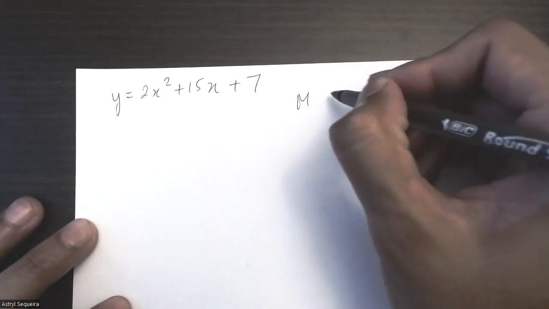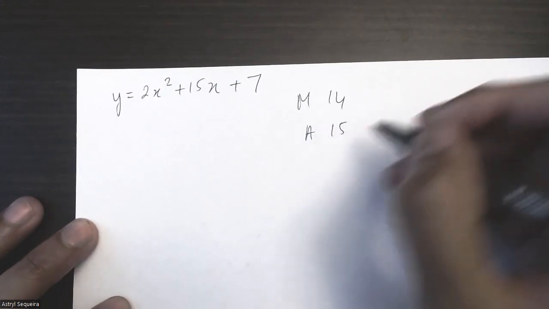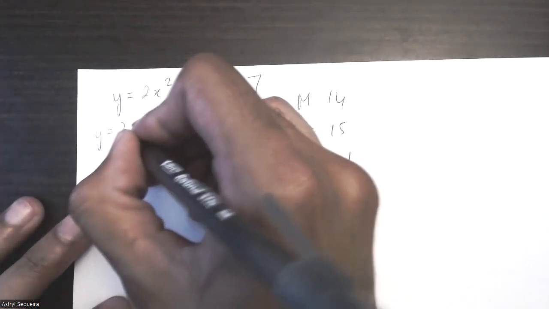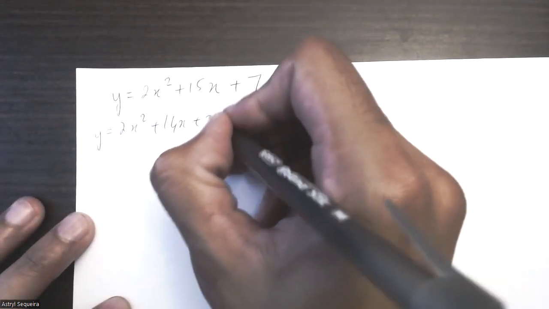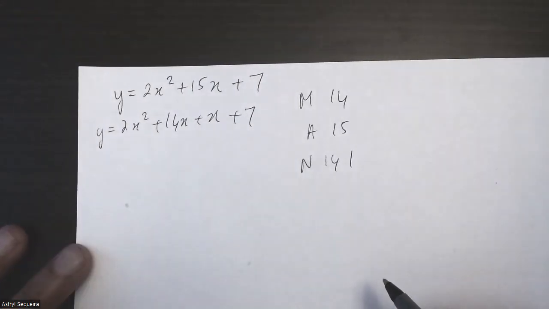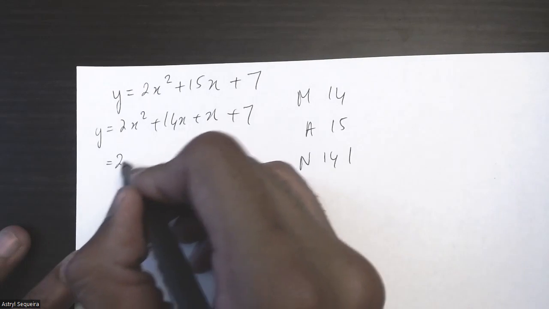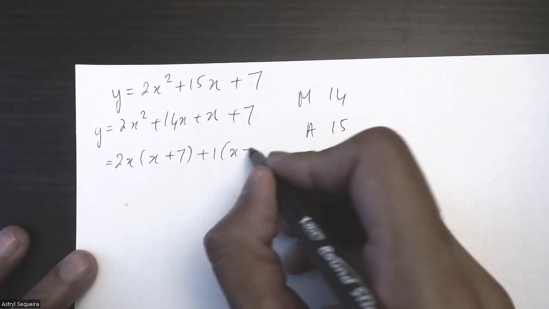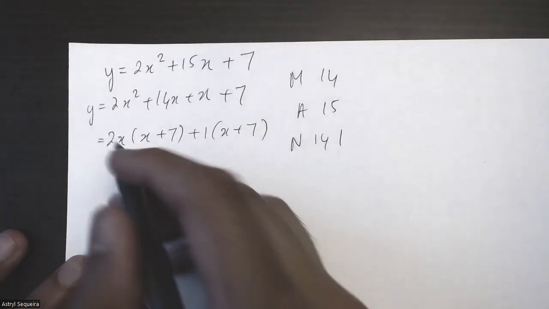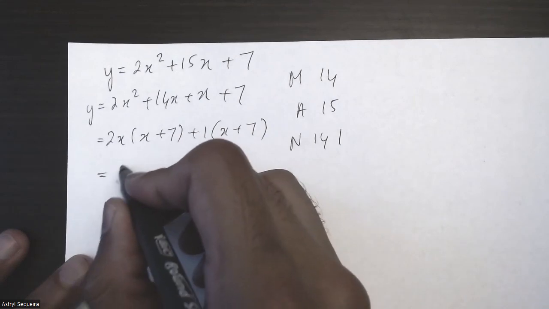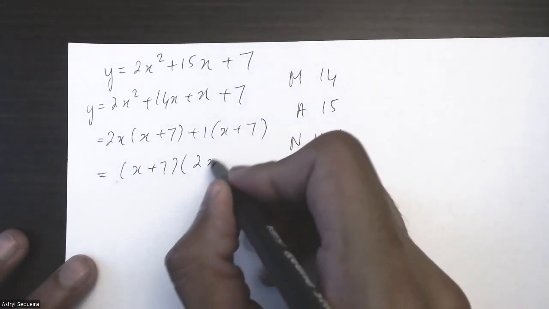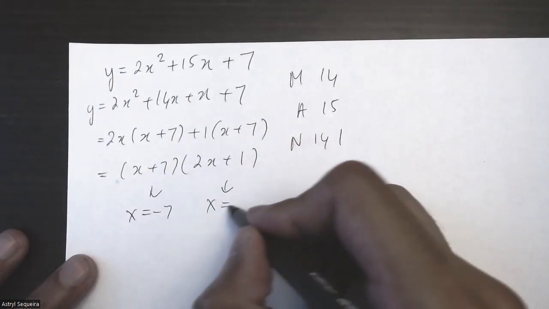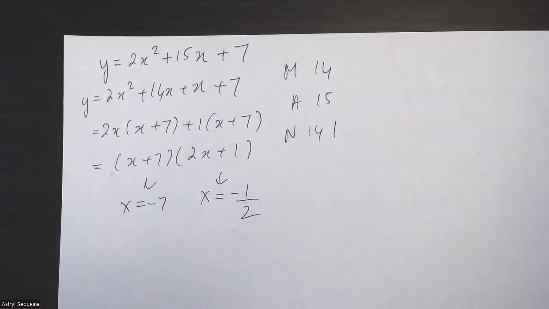So I'm going to multiply to 14, add to 15, and my two numbers are 14 and 1. I'm going to rewrite this now: 2x squared plus 14x plus x plus 7, and now I'll factor this by grouping. So 2x(x + 7) plus 1(x + 7), which is (x + 7)(2x + 1). So here x equals negative 7, and here x equals negative 1 over 2.